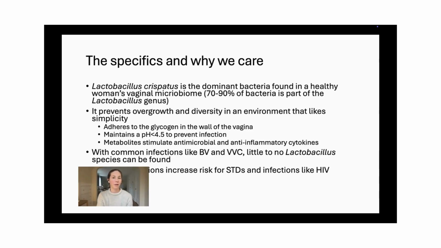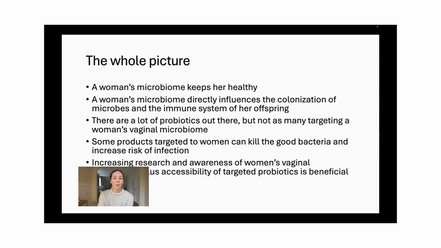Lactobacillus crispatus is the dominant bacteria found in a healthy woman's vaginal microbiome. It prevents overgrowth and diversity in that environment by adhering to the vaginal wall and by creating an acidic environment to prevent infections like BV and VVC and STDs.